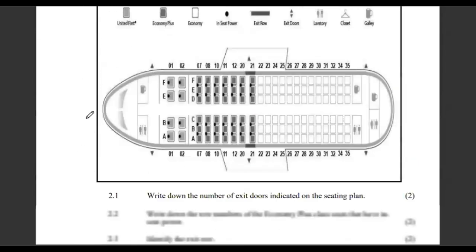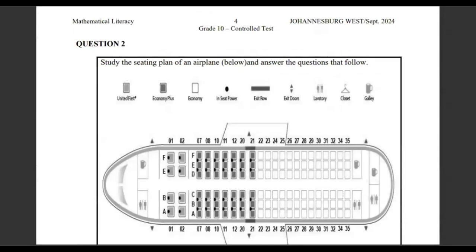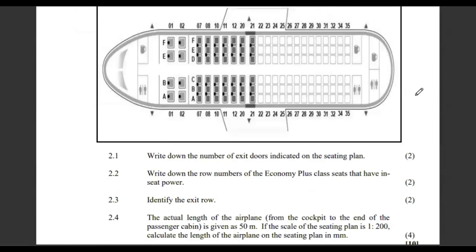Let's look at question number 2. Study the seating plan of an airplane below and answer the questions that follow. Write down the number of exit doors indicated on the seating plan. Exit doors are these ones here. So we said there are 6 doors.